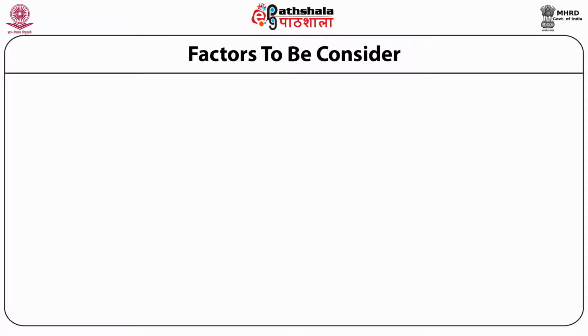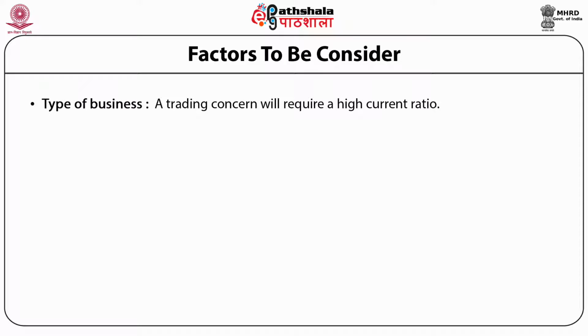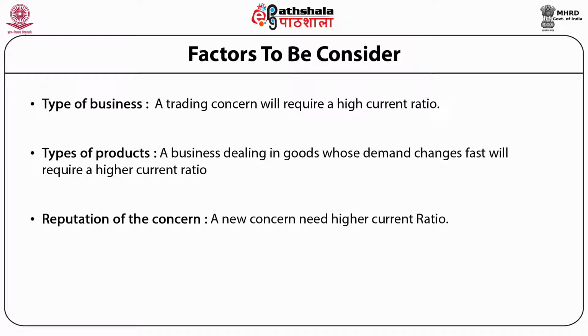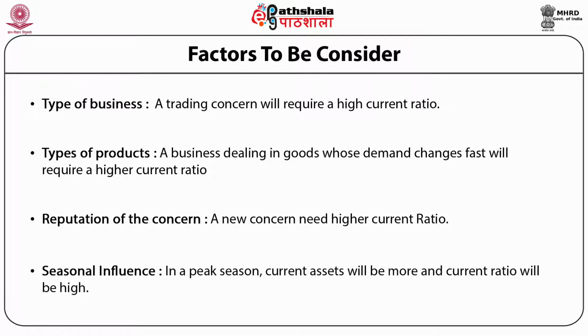Factors to be considered while calculating ratios. First one, type of business: a trading concern will require a high current ratio. Second one, types of products: a business dealing in goods whose demand changes fast will require a high current ratio. Third one, reputation of the concern: a new concern needs a higher current ratio. Fourth one, seasonal influence: in a peak season, current assets will be more and the current ratio will be high.